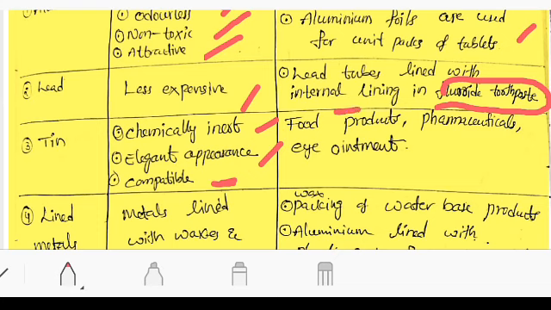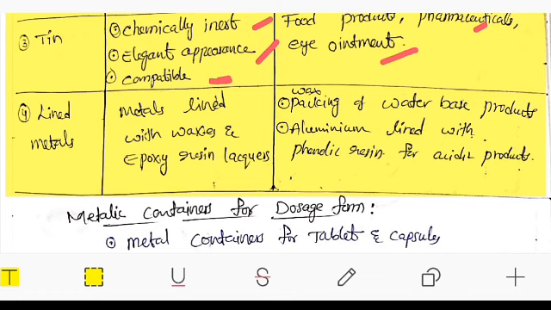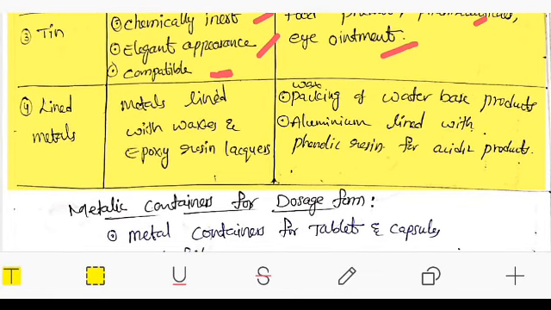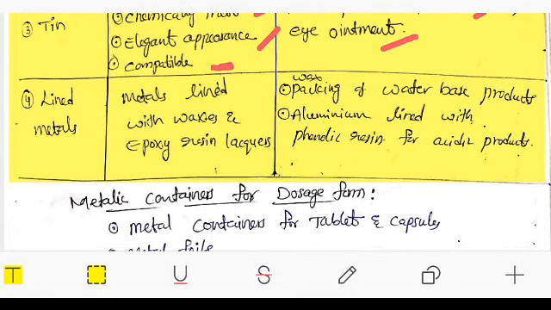And the fourth one is lined metals. Metals are lined with waxes and epoxy resin layers, epoxy resin lacquers. Wax lining is used for packing water-based products, and aluminum lined with phenoxy resins is used for acid products.